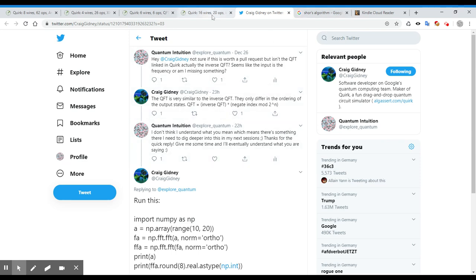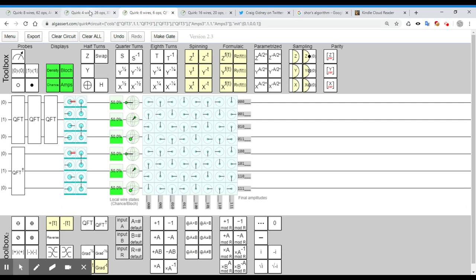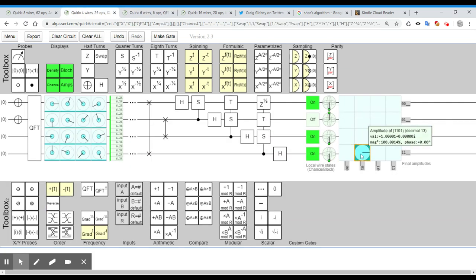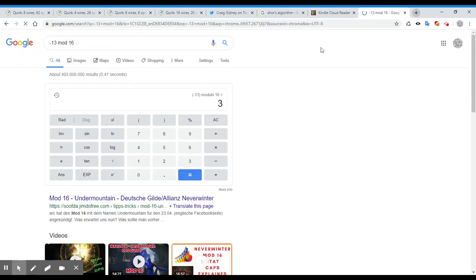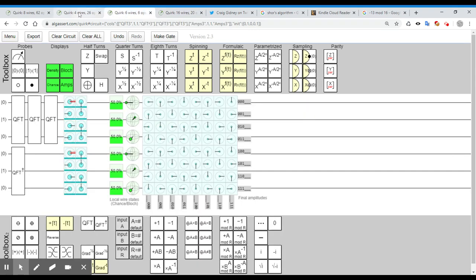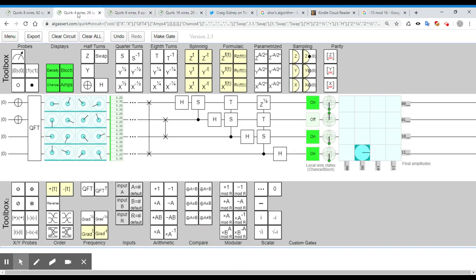So that would be like minus 13 mod 16, which is 3, right? Minus 13 mod 16. Yeah, of course. So that's exactly what Craig meant. That's awesome. So technically it's very similar indeed.